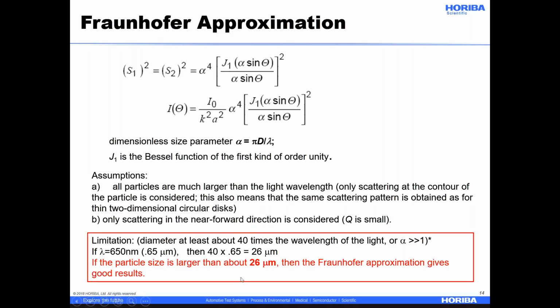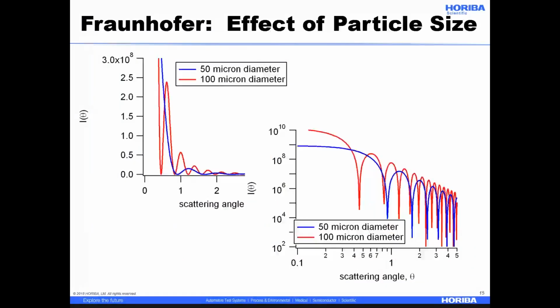The limits of Fraunhofer are that you really need to have large particles, more than about 40 wavelengths of light. So that says if particle size is large, about 25 microns, then the Fraunhofer gives good results. If the particle is smaller, you're much better off with Mie. And in fact, even when the particle is larger, you're better off with Mie because it returns better results for wider angles.